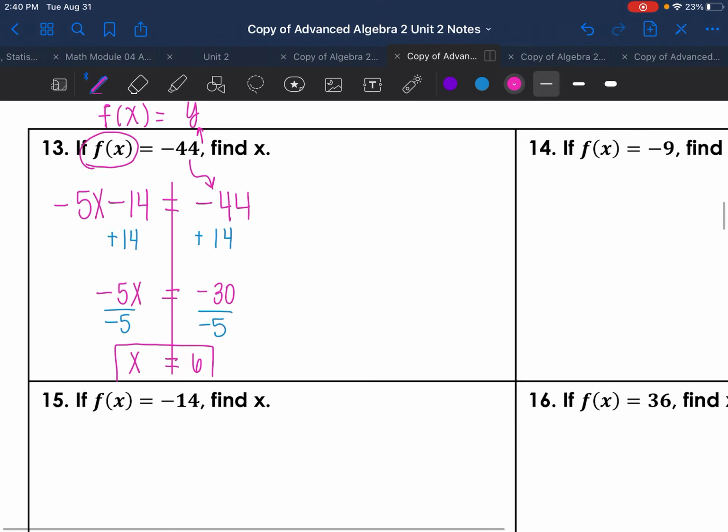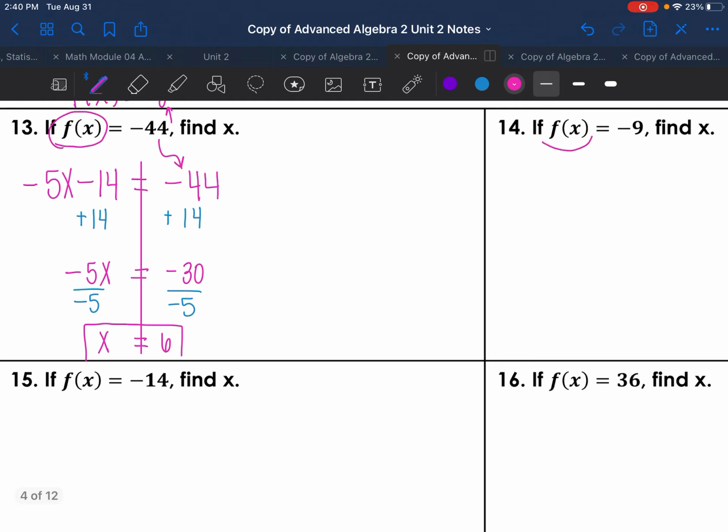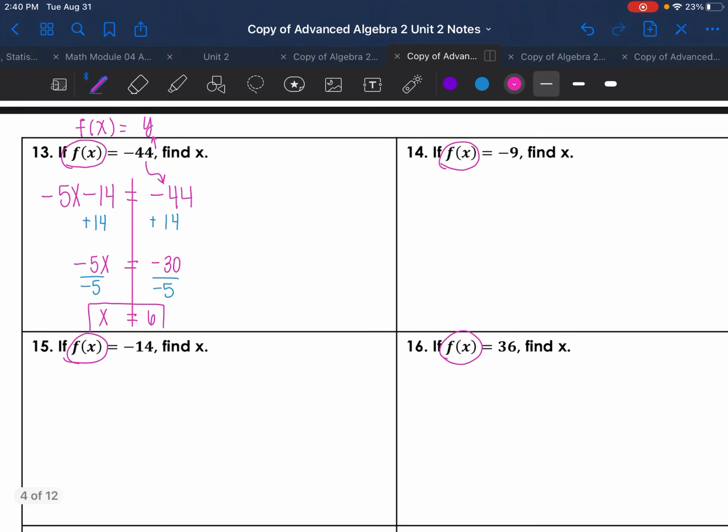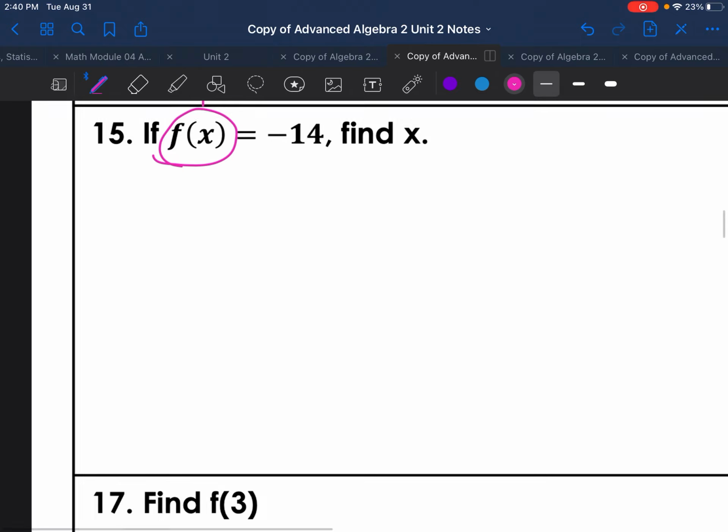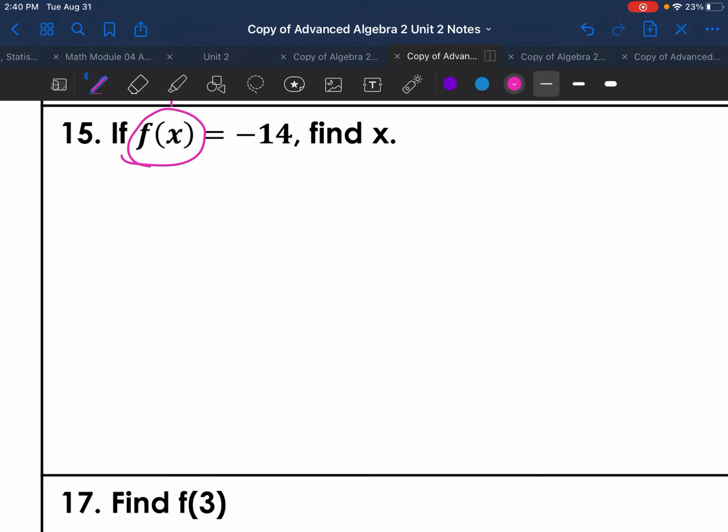If you look at the next three questions, they're all using f of x. So they're all using that negative 5x minus 14. The only thing that changes is what number I'd set equal to. So I'm going to do one more example with you, and then I'll let you try the other two. And I'm going to do number 15 because it's a little tricky for some people. So f of x is negative 5x minus 14, and I'm going to set that equal to negative 14.